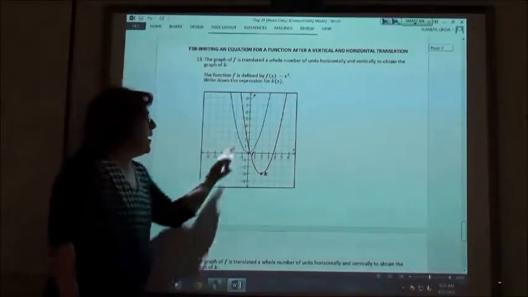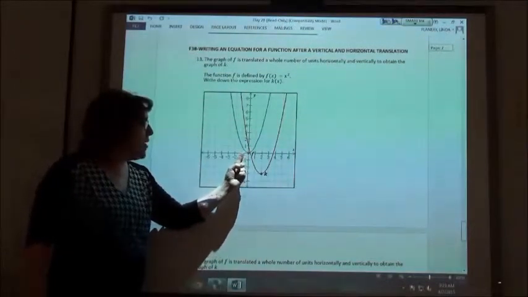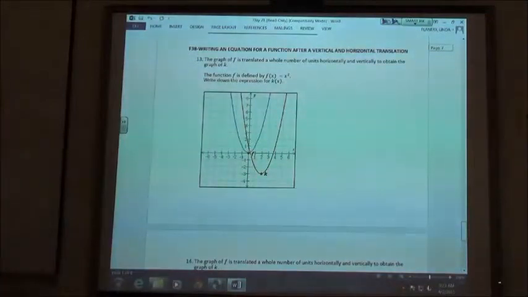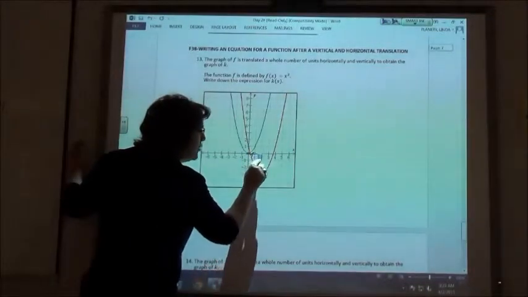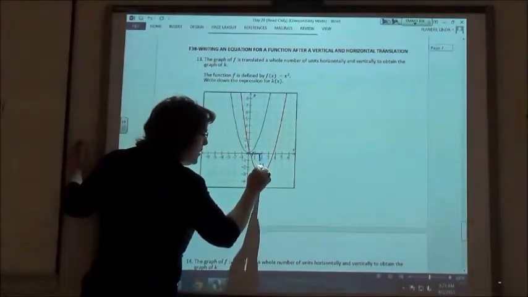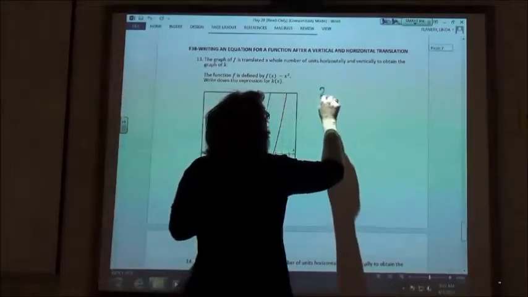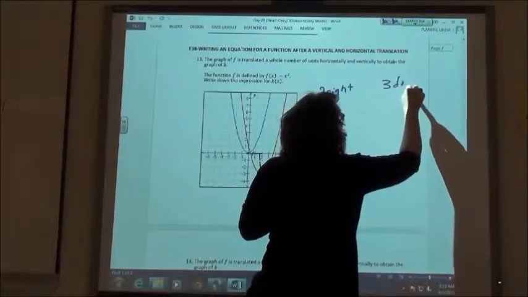The original graph is always going to start at 0, 0. We want to count and figure out how that graph moved to get to the new graph. So we're just going to count. This one moved 1, 2 to the right, and 1, 2, 3 down. 2 to the right, and 3 down.